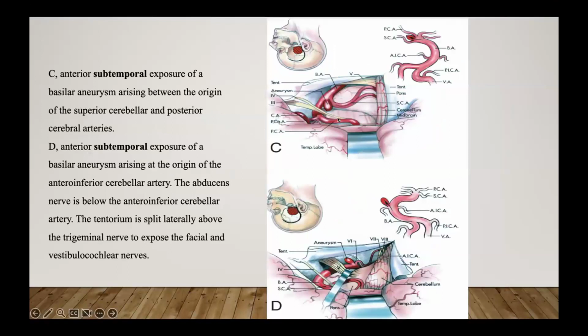So this is another schematic diagram where anterior subtemporal exposure is being done for a basilar aneurysm which is arising at the origin of the SCA and the posterior cerebral artery. And lastly, this slide is another schematic representation of anterior subtemporal exposure for an aneurysm which arises at the origin of the ICA, as you can see here. And cutting the tentorium cerebelli can improve the exposure greatly in this approach.